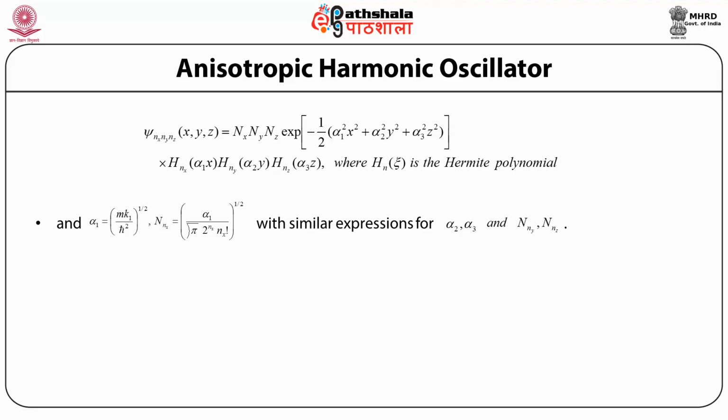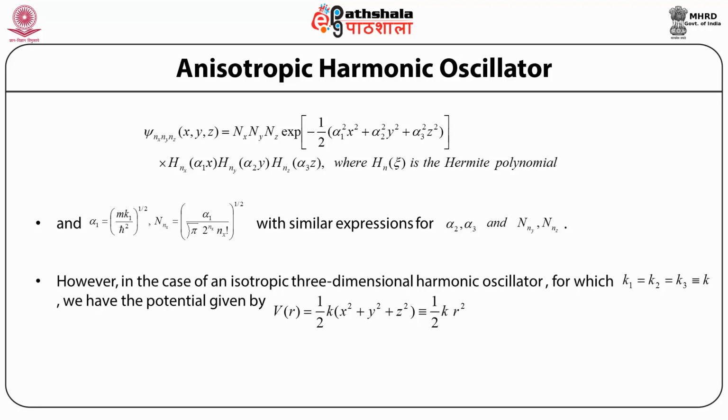Note that for an anisotropic harmonic oscillator, where all three force constants are different, the energy levels are in general non-degenerate. However, in the case of an isotropic three-dimensional harmonic oscillator, for which k1 = k2 = k3 = k, we have the potential given by V(r) = ½k(x² + y² + z²) = ½kr².